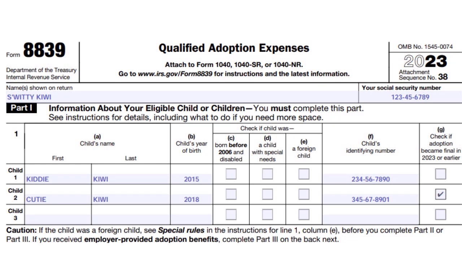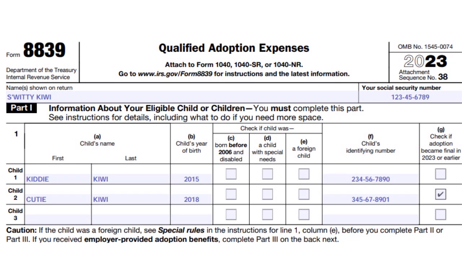So basically, for Cutie Kiwi, we adopted her, and for Kitty Kiwi, this is a biological child. By the way, all those names are fictitious here. This is a hypothetical example. And one thing I want to say here, let's move on to part two. So part one is pretty straightforward, nothing complicated.